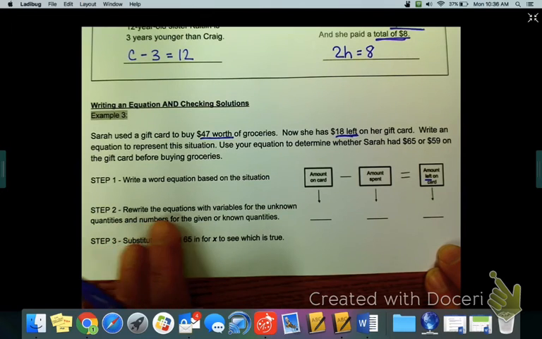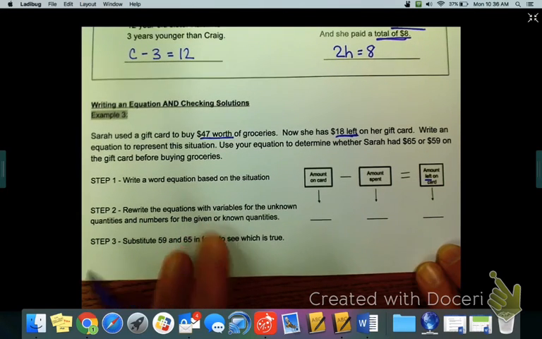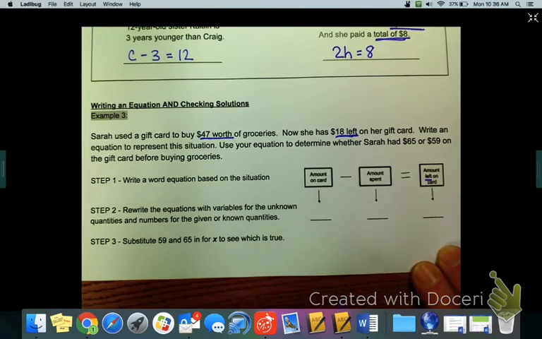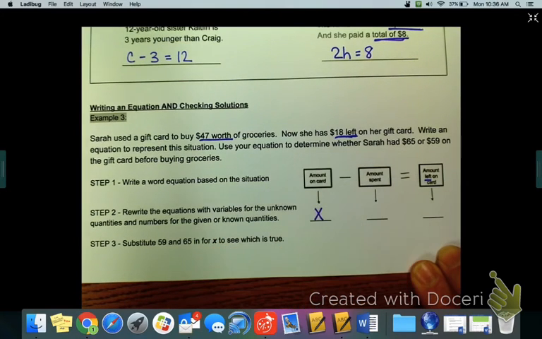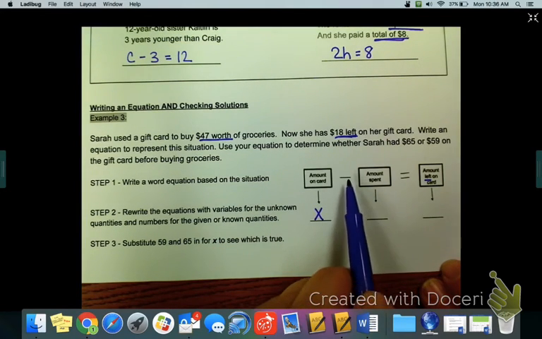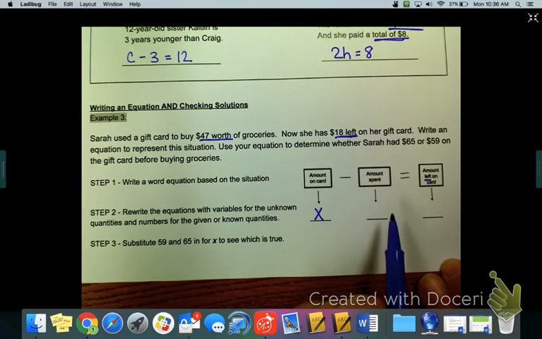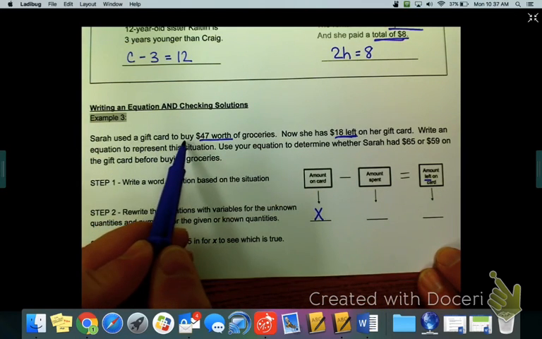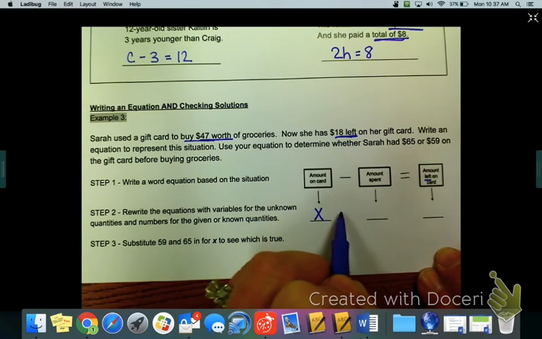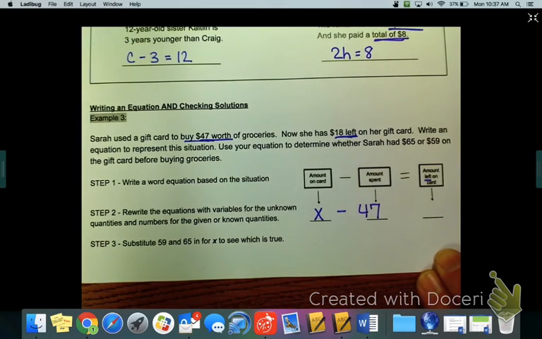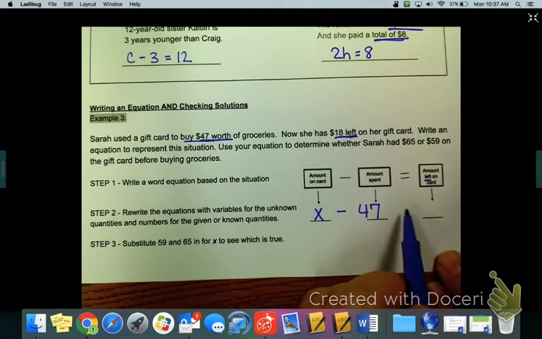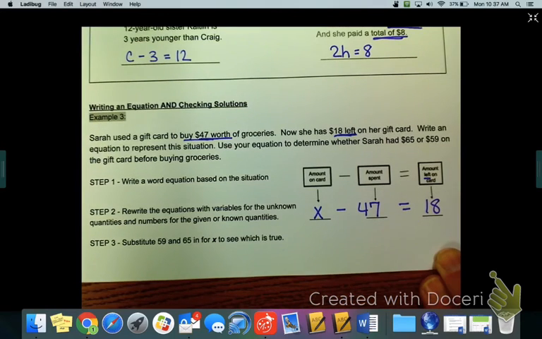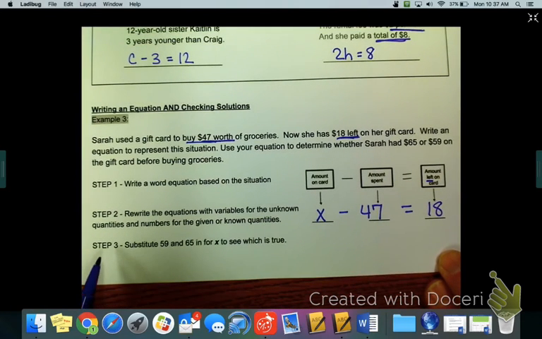Step 2 says to write the equation using variables. I don't know it. I don't know what she started with. That's what my whole question is. So I'm just going to use X. Okay? I'm going to subtract the amount that she spent. Well, it says that she used a gift card and bought $47 worth. So she spent $47 at the grocery store. And it says that now she has $18 left. That tells me what's left on the card. Okay? Step 3 says substitute 59 and 65 in for X to see which is true.